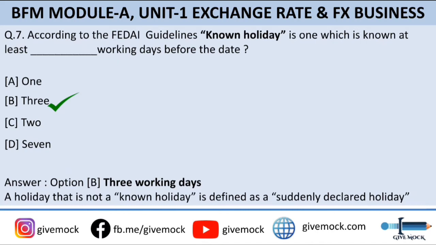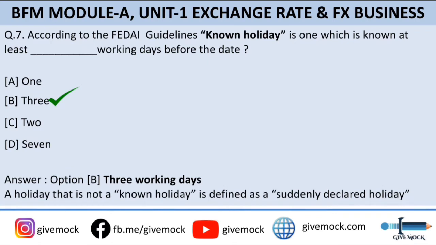And any holiday which is not a known holiday is defined as a suddenly declared holiday, okay. कोई भी हॉलीडे को नॉन हॉलीडे करने के लिए 3 वर्किंग डेज पहले जानना होता है, अगर वो वैसा नहीं है तो दैट इज कॉल्ड सडनली डिक्लेयर्ड हॉलीडे, ओके. लेट्स मूव ऑन टू क्वेश्चन नंबर 8.